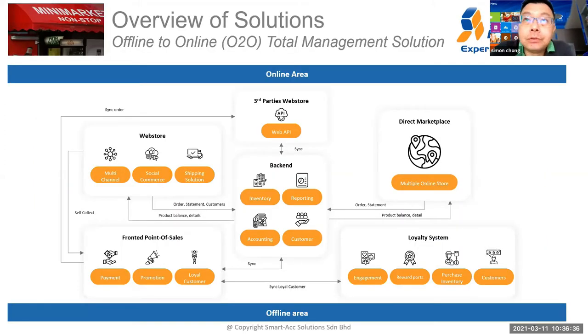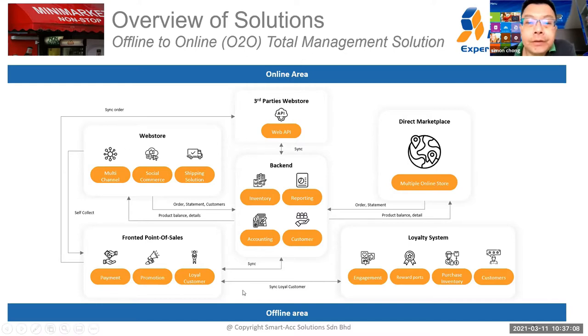Before we start our solution, all of you need to know that when you want to promote to any user in the market, we need to let the user know the overall solution our Smart can provide. Basically, this is one of the overviews of our solutions, from offline to online, O2O total management solutions. This chart will cover how to present your company solution, from the offline area to the online area.